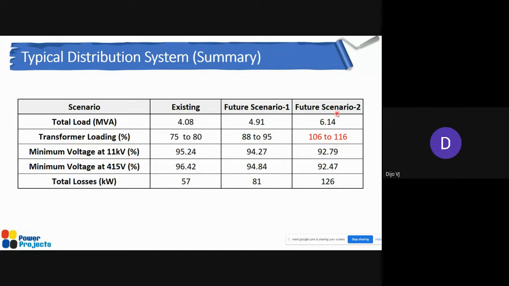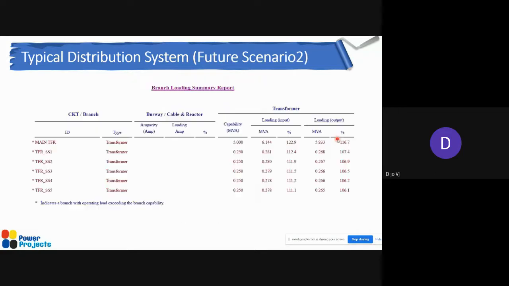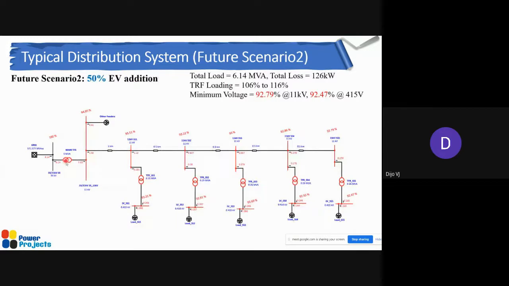And future scenario 2 is with 50% EV addition. There the transformers are overloaded. Even the substation transformer is also overloaded. You can see that the 5 MVA transformer is loaded to 6.14 MVA. So the substation transformer is also overloaded here. So this condition cannot be possible, right?